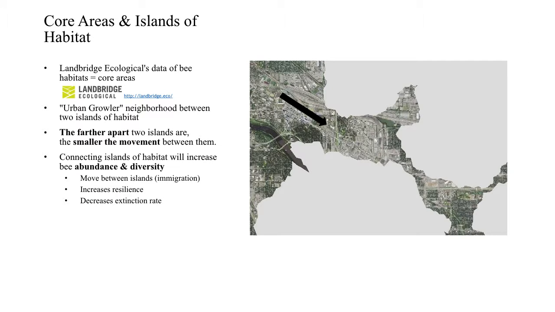This data of bee habitat in the Twin Cities metro is from Landbridge Ecological. The neighborhood lies between two large disconnected islands of habitat. By placing long linear pollinator gardens in the urban growler neighborhood, we can connect these two large islands of habitat by providing landscapes with a lower friction of distance for bees to travel across. This would encourage migration between the islands of habitat. Using ideas from island biogeography will increase bee abundance and diversity, which will increase the resilience of urban bees.